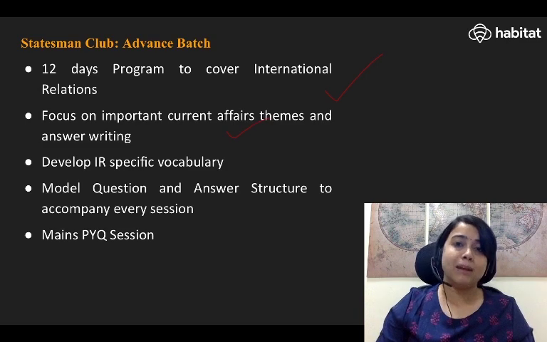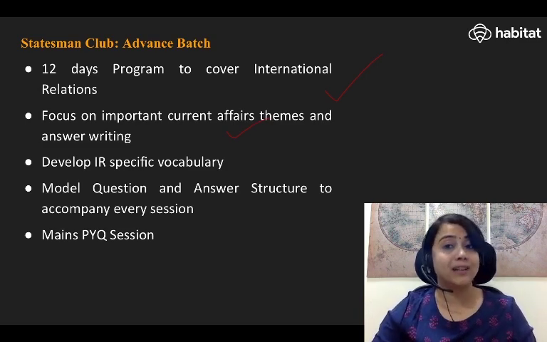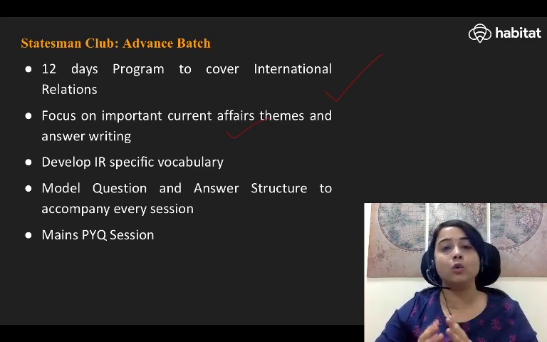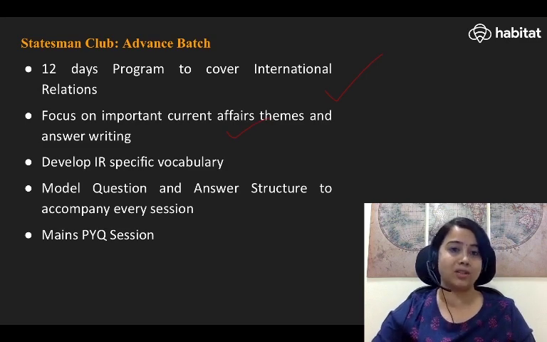And let me tell you, my students from the first batch of the Statesman Club have benefited immensely from these sessions in terms of improving their answer writing, including those students who have earlier written mains a couple of times. And how are you going to work upon your answer writing?